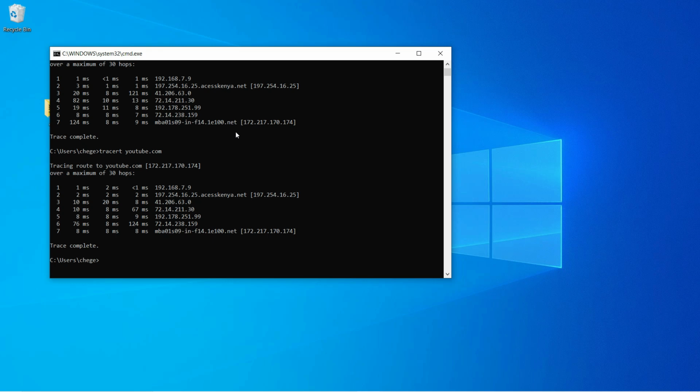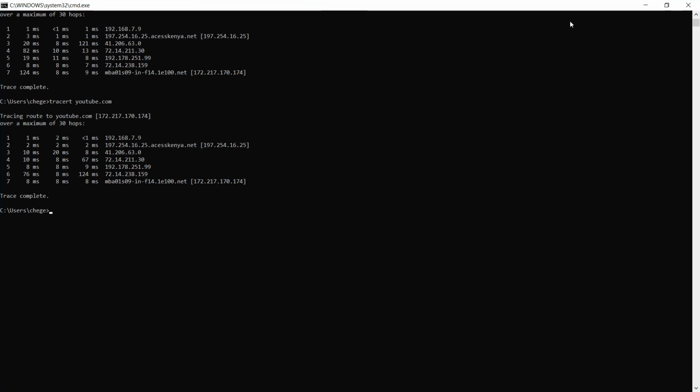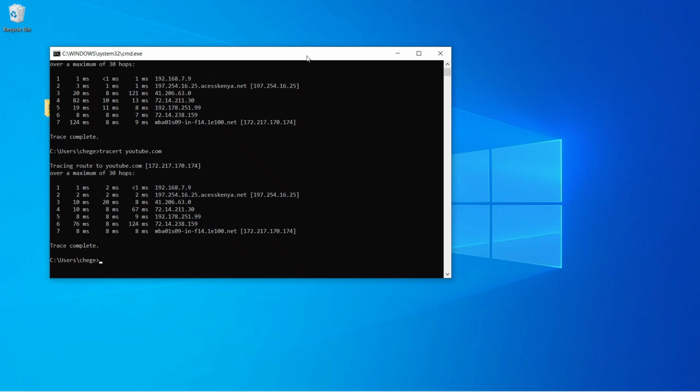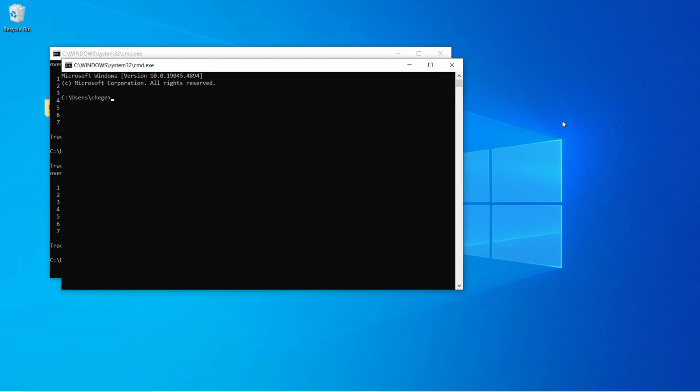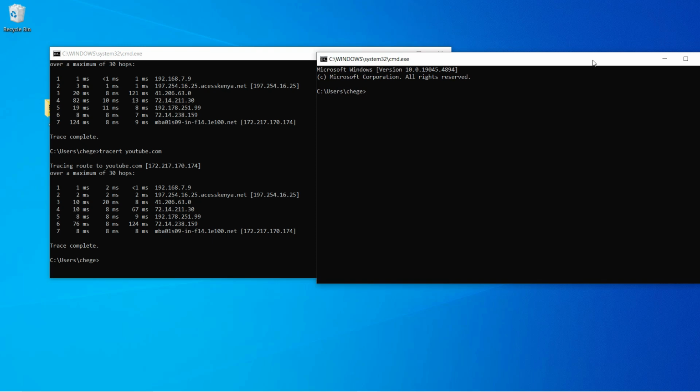Remember, if you're running these and you also run the ping command alongside, you can open several command prompt windows on your laptop, like this, running Tracert, and another one running ping. This one shows how to run ping. Then you can learn them side by side and monitor both. Ping will tell you whether you're able to reach YouTube.